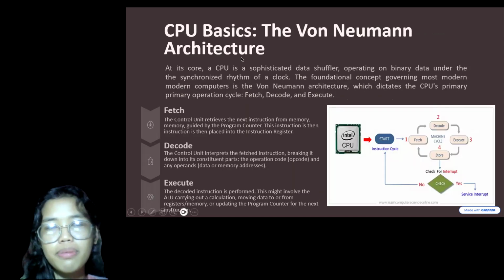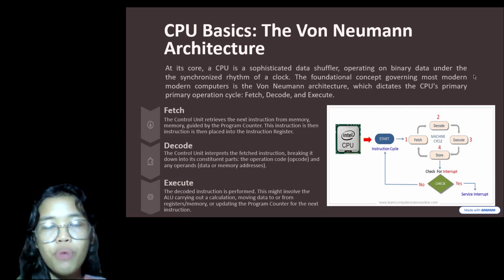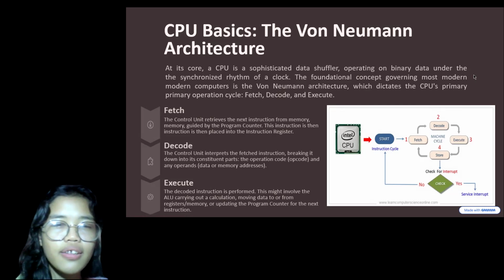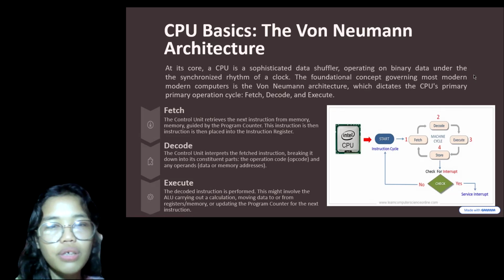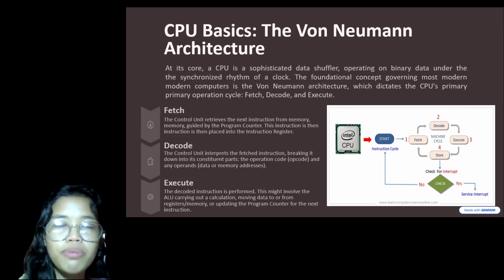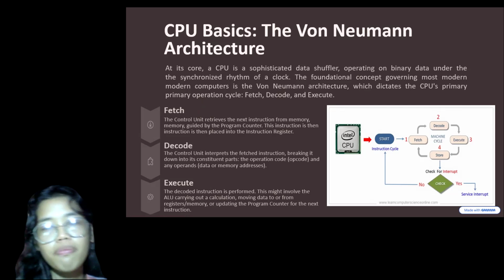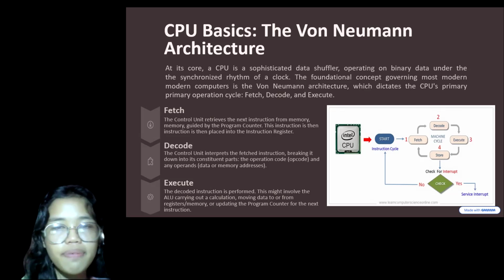So the basics of the CPU: the von Neumann architecture. It defines how the CPU operates. Instructions and data are shared in the same memory, but the CPU executes instructions sequentially. Everything is represented in binary data. The following concepts govern most modern computers, which dictates that the CPU's primary operational cycle revolves around the fetch, decode, and execute phases. Let's talk about the first phase, the fetch.